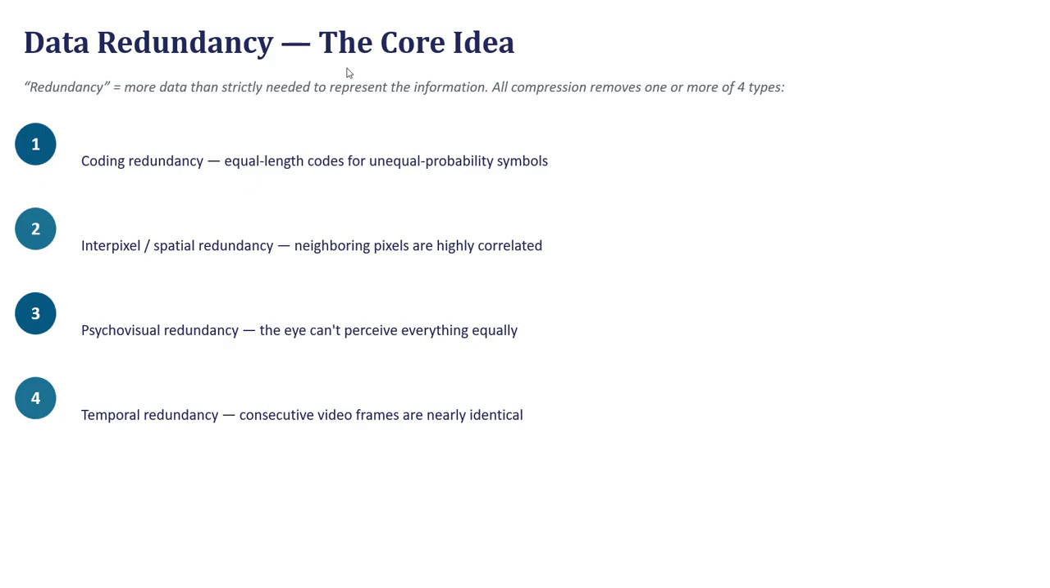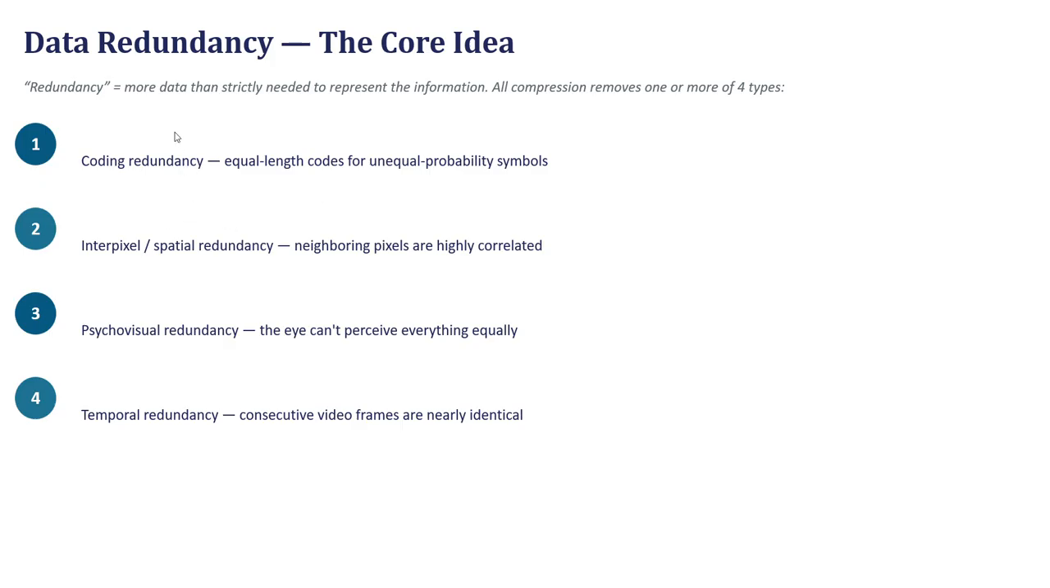So data redundancy works with four ideas. One is coding redundancy, that is, equal length codes for unequal probability symbols. Consider in an image red is more frequent, but still R, G and B, all three will carry equal length codes, or consider red is very prominent. So what if I can give a shorter code to a more frequent symbol?